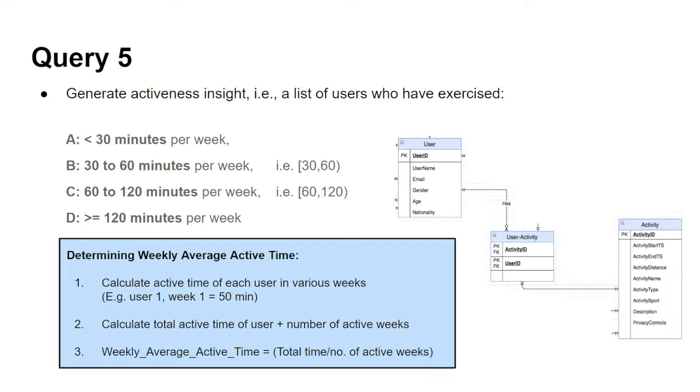For example, if a user is only active for 2 weeks over the whole duration, his active time should be averaged over 2 weeks rather than the whole duration, which is around 5 weeks. Finally, we can calculate his average weekly active duration by dividing total time by number of active weeks.